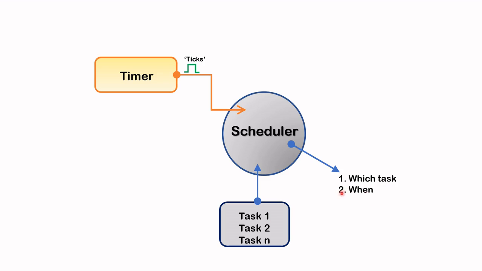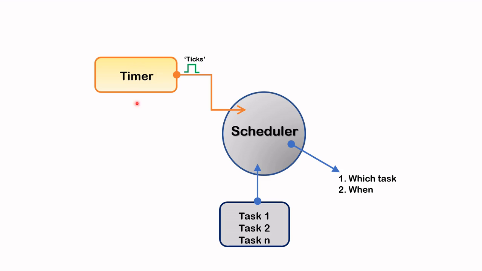Now, in order to achieve this second objective, the scheduler will require timing signals. These timing signals we call ticks, and basically ticks can be interrupt timing signals from the timer that resides in your microcontroller.